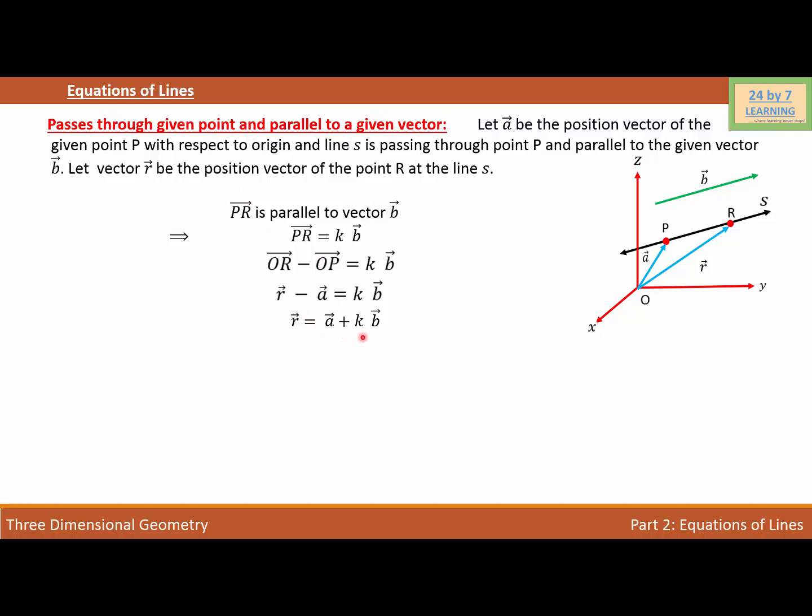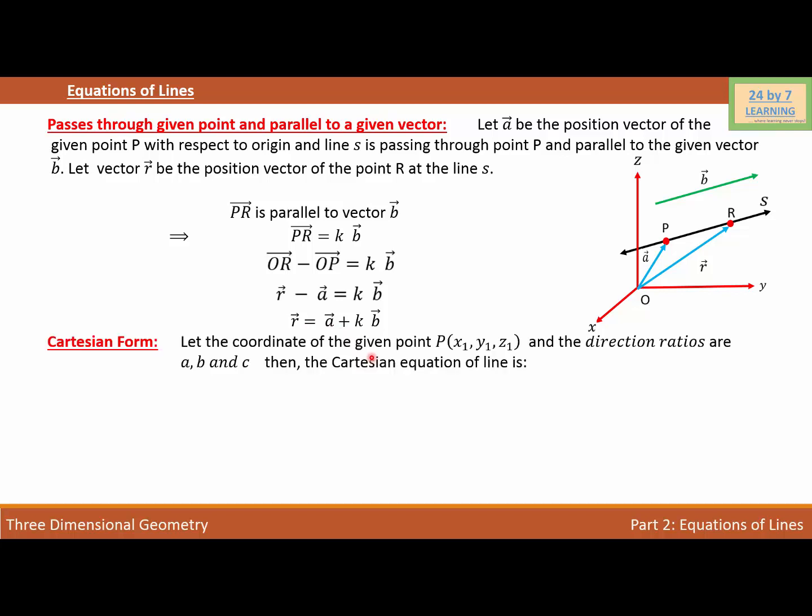Let's find the equation of a line in the Cartesian form. Let us consider the coordinates of the given point P as x1, y1, z1, and the direction ratios are a, b, and c. Then the Cartesian equation of this line is written as (x minus x1) over a is equal to (y minus y1) over b is equal to (z minus z1) over c. And this equation is the Cartesian form of the equation of a line when we have direction ratios a, b, and c.